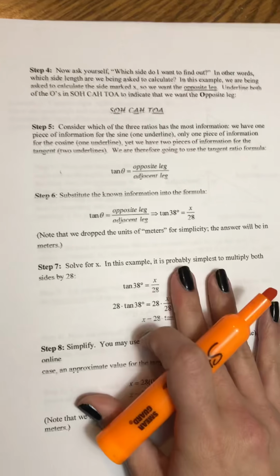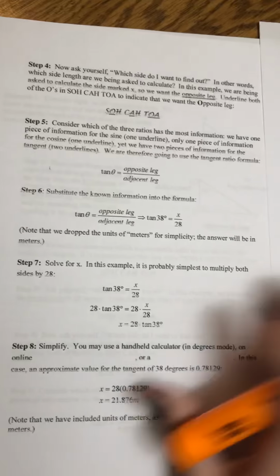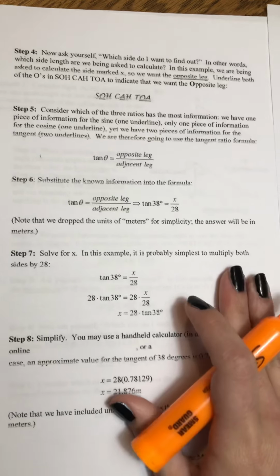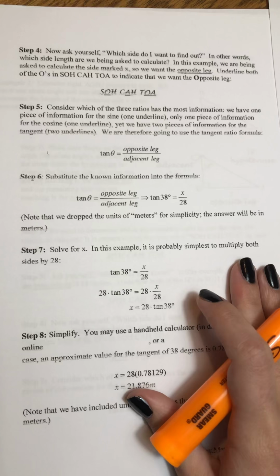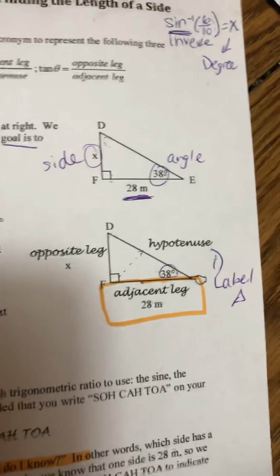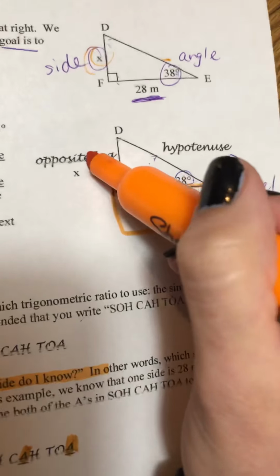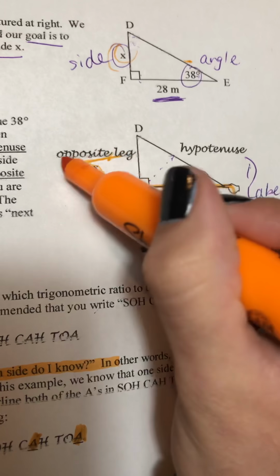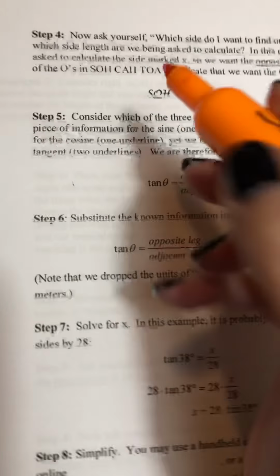Step 4 says, now ask yourself, which side do I want to find out? So looking at my triangle, in other words, which side length are we being asked to calculate? In this example, we are being asked to calculate the side marked X. So if we look at my triangle, we're trying to find this side. So what did we label X? We labeled it the opposite, right? It's opposite from the angle given. So now we have O and A.